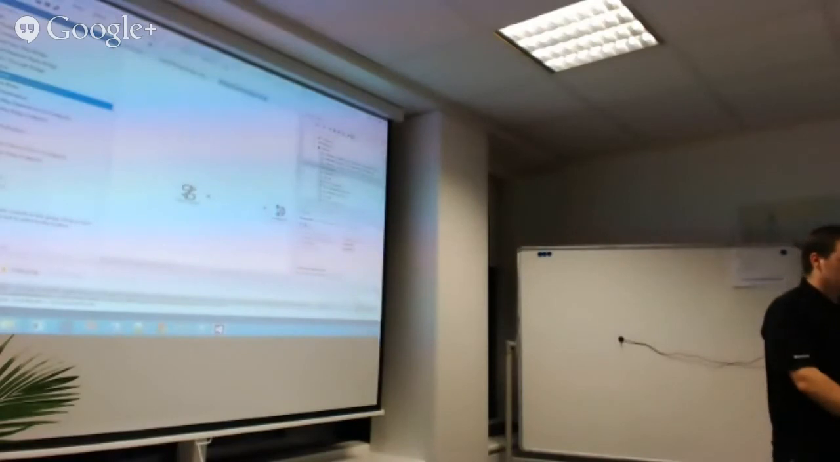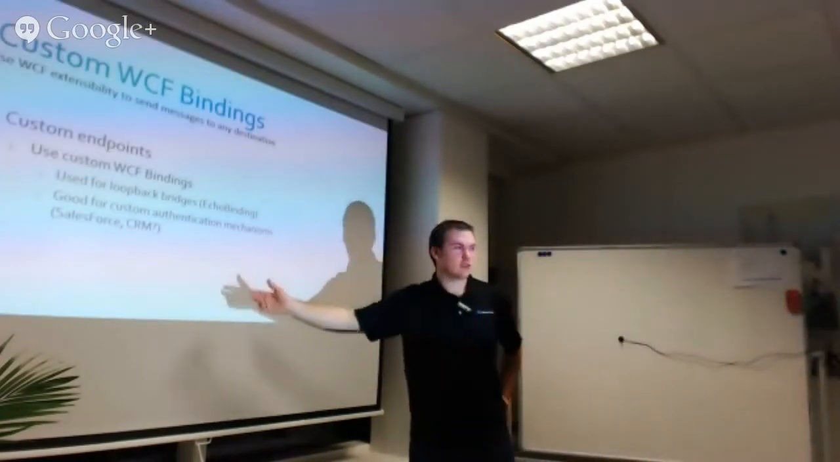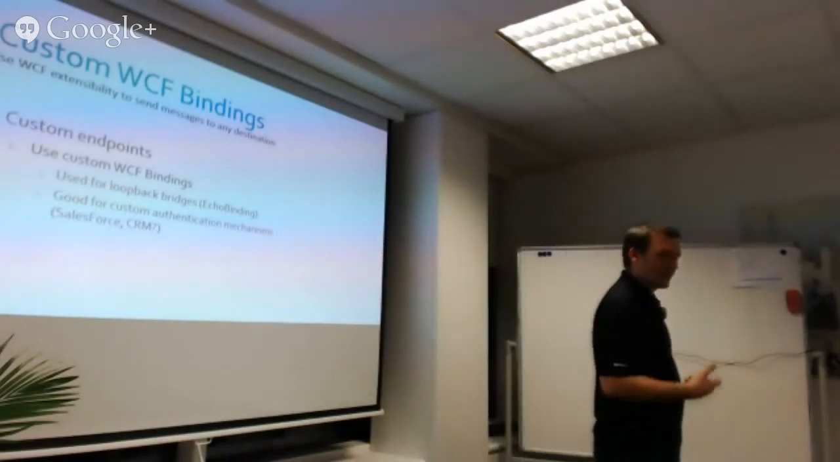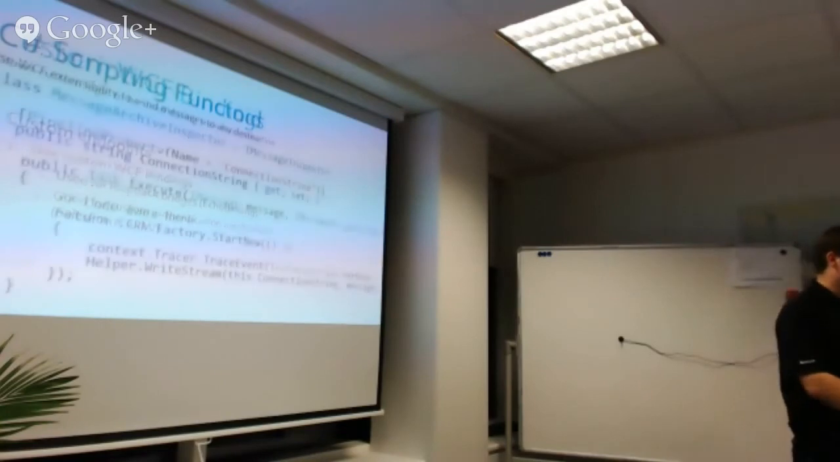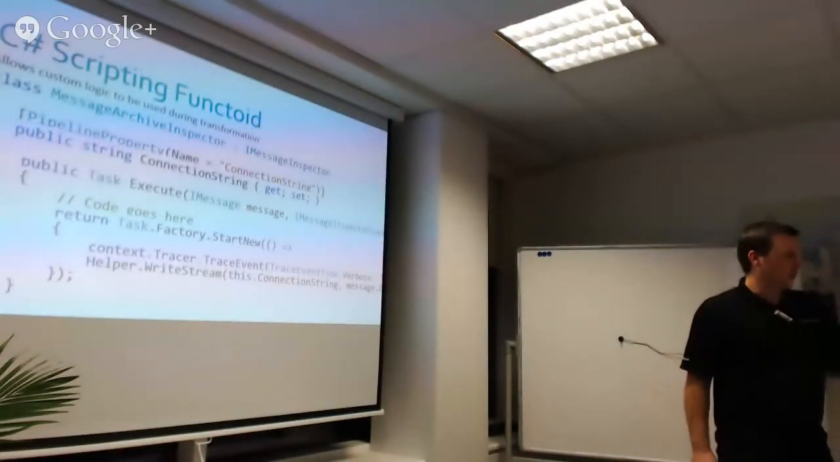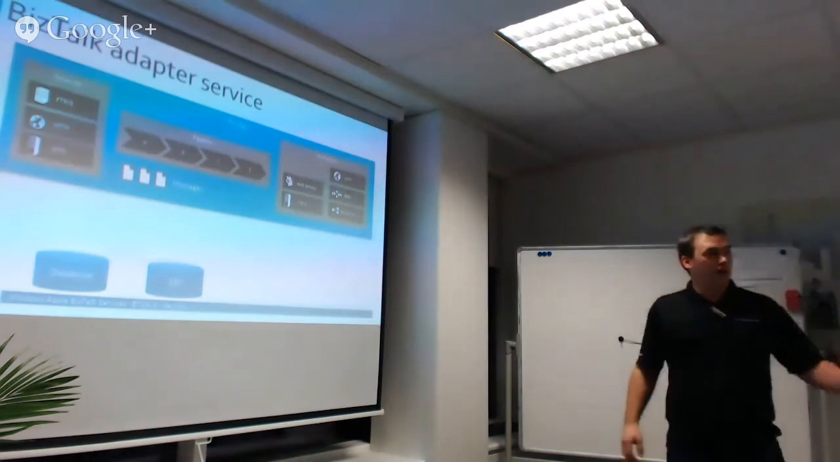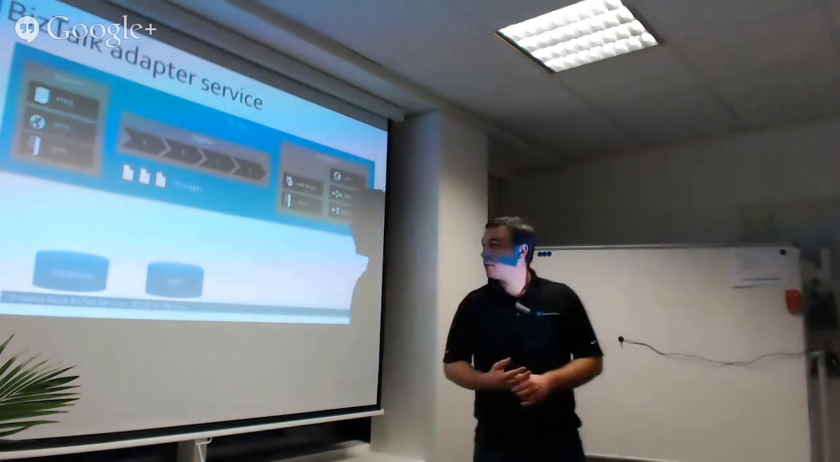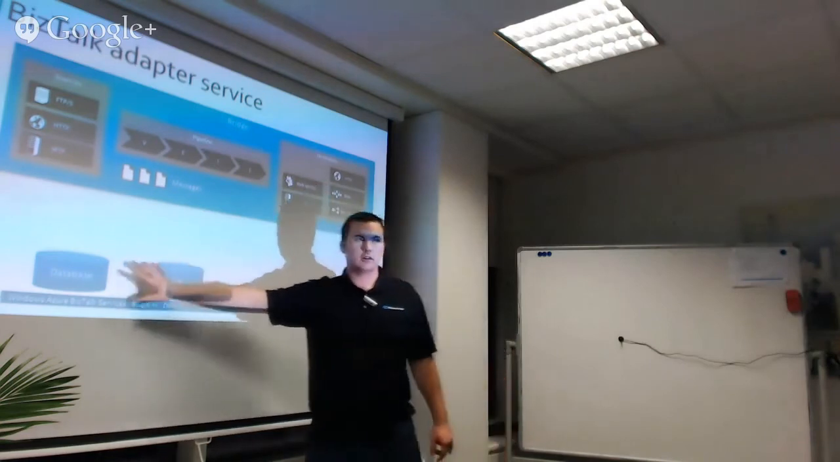Where can you also use custom bindings? Maybe you want to go to Salesforce or CRM and you need to add custom authentication headers and so on. So you could create a custom binding and just easily upload it to these things. A custom functoid, it's an easy thing to write. And then a PDF thing I have shown. And this is where I really want to come to. It's connecting from the cloud to your local ERP systems.